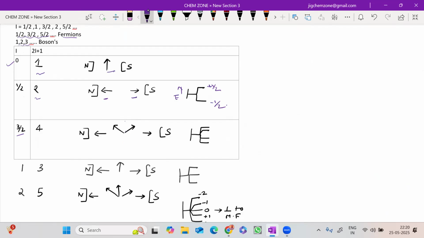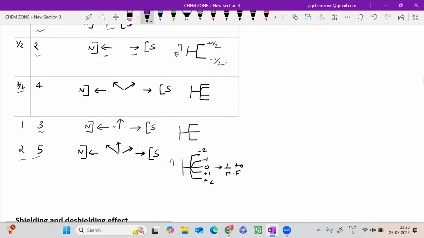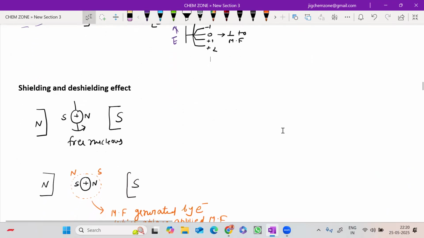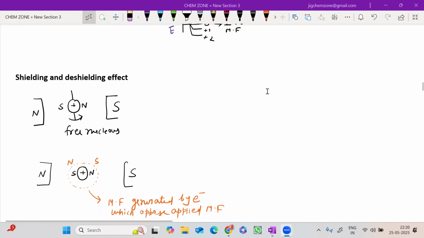Now if I value is 1, there are 3 possible orientations. For 2 there are 5 possible orientations. इसका मैंने एनर्जी स्टेज दिखाया हुआ है, -2, -1, 0, +1 और +2. 0 means that is perpendicular to the magnetic field. इसको बहुत ज्यादा डिस्कस नहीं कर रहा हूं, नोट्स में मैंने डाल दिया, you can go through it. Now important thing, every time the nucleus is not free, it is surrounded by electrons.